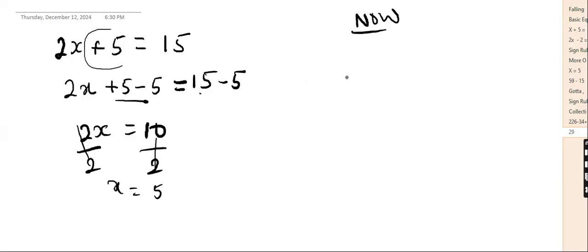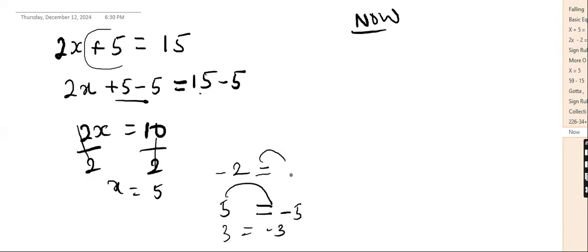And if you've forgotten, when a number crosses the sign of equal to, so if the number is 5 and it crosses the sign of equal to, it becomes minus 5. If it is 3 and it's crossing the sign of equal to, it becomes minus 3. And if it is minus 2 and is crossing the sign of equal to, it becomes plus 2. So this was what we learned before now.